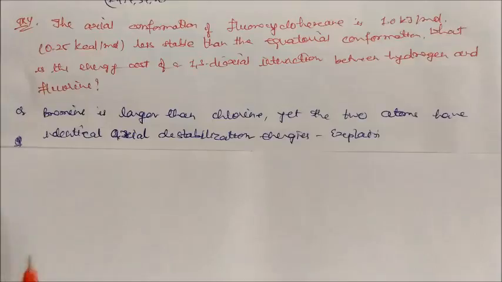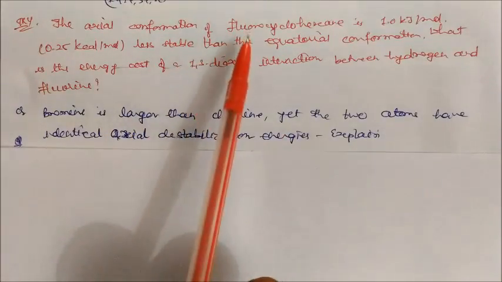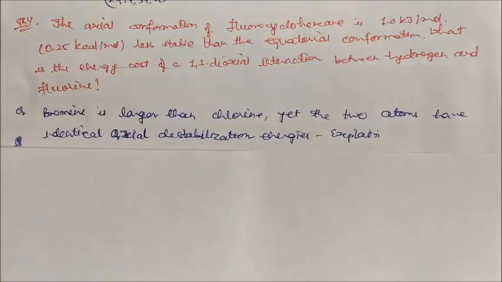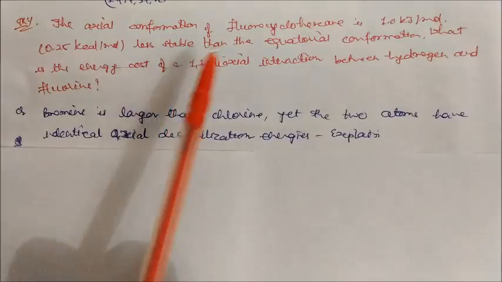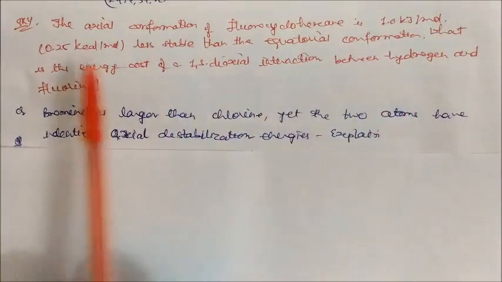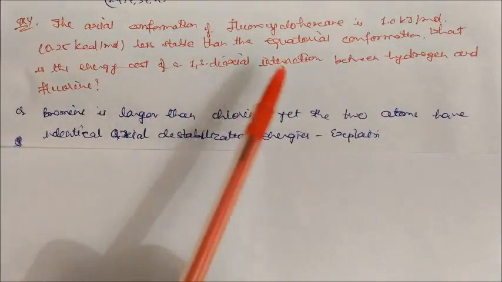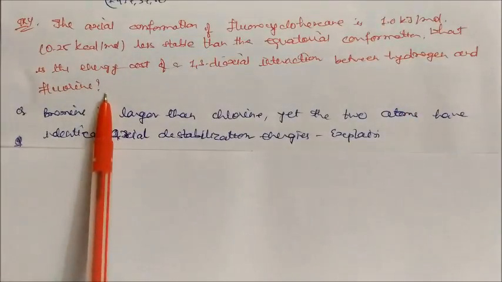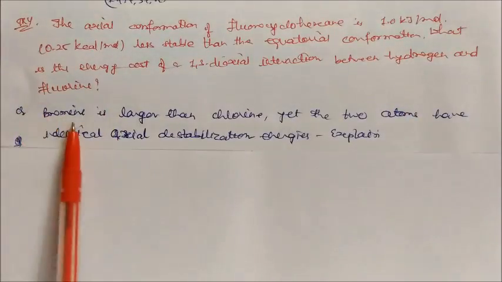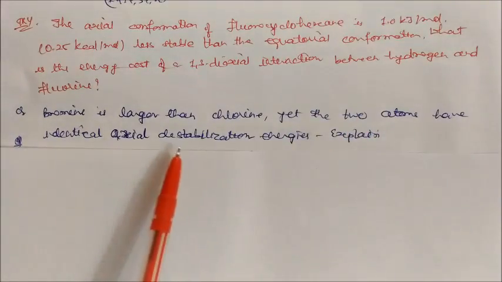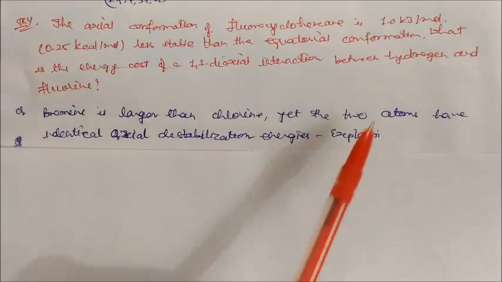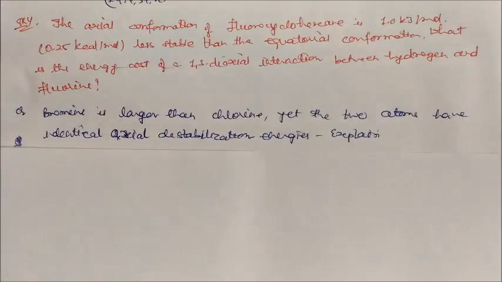Now let us try to solve this numerical by yourself. The axial conformation of fluorocyclohexane is 1 kJ per mole, that is this much kilocalorie per mole, less stable than the equatorial conformation. So what is the energy cost of a 1,3 diaxial interaction between the hydrogen and fluorine? Second question: bromine is larger than chlorine, but the two atoms have identical axial destabilizing energy. Explain. So try these questions by yourself. It is quite easy.